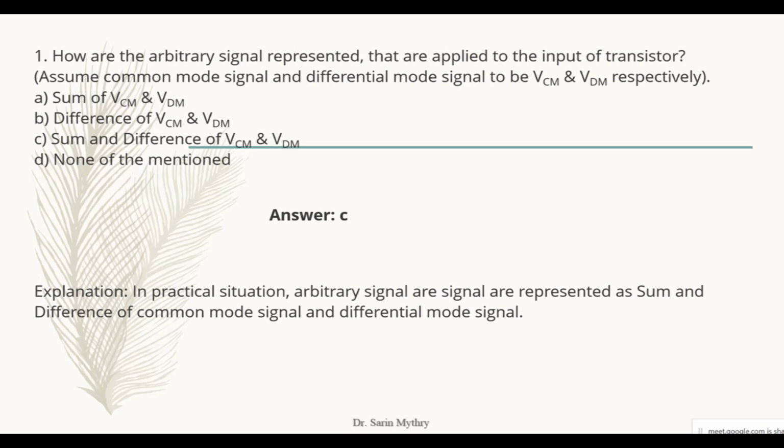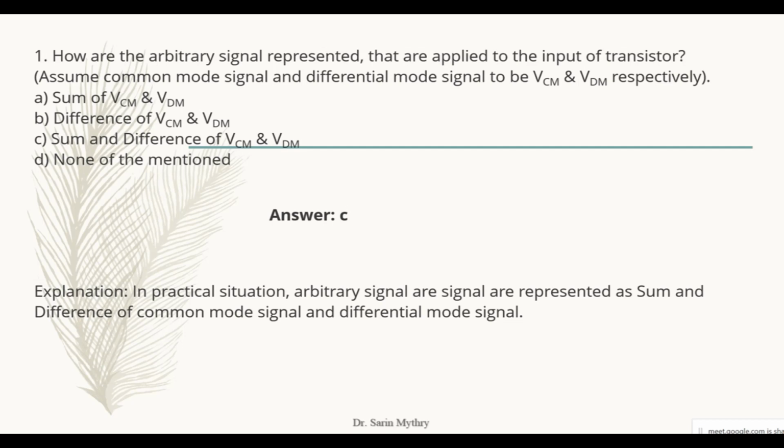Here, a question is given to us. How are the arbitrary signals represented that are applied to the input of the transistor? Assume common mode signal and differential mode signal to be VCM and VDM respectively. We know this one. Common mode signal is represented by VCM and differential mode signal is represented by VDM.